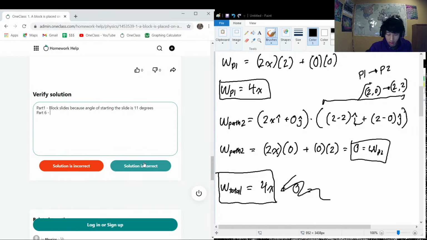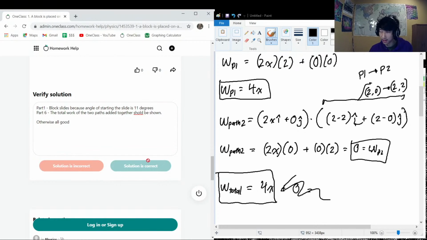The total work as the sum of the work of the paths should be shown. Otherwise, all good. Awesome. That's a very long question.